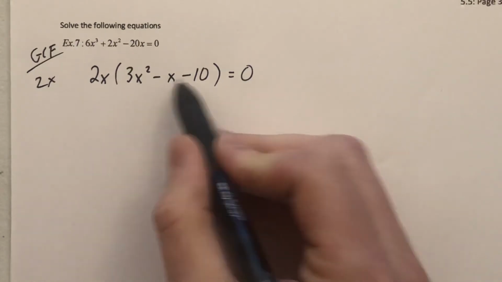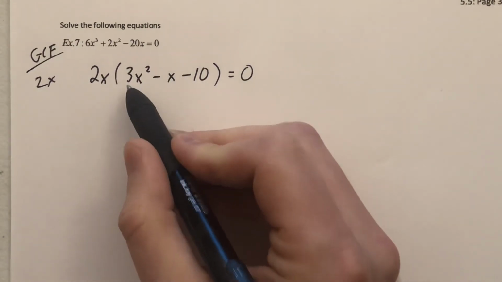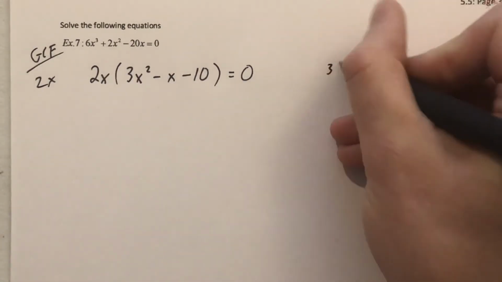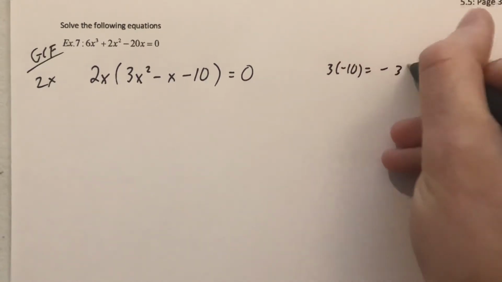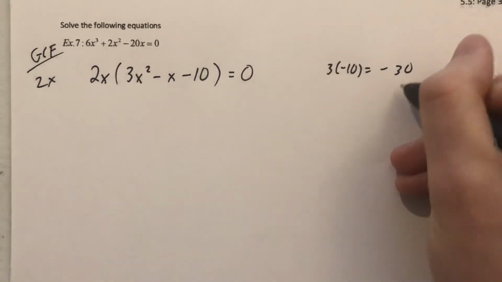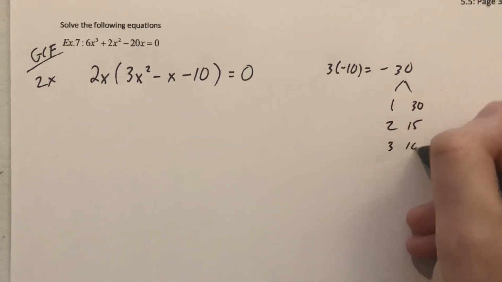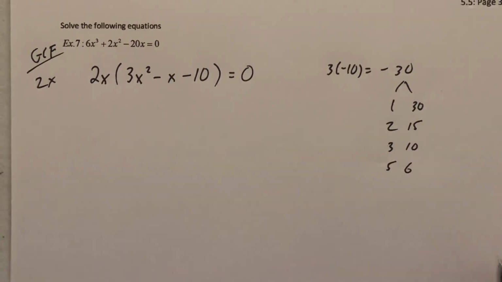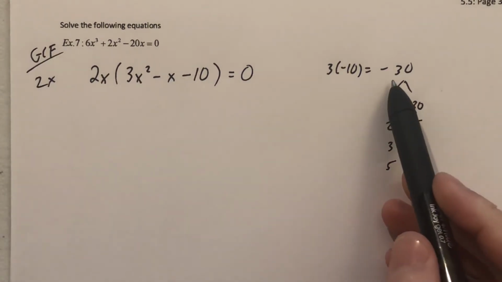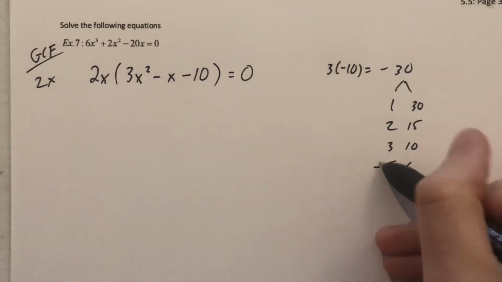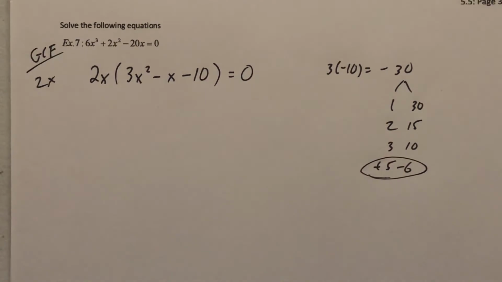Now this, x squared, x, no x, but with a 3 in front, this is going to be our bottoms up approach. So 3 times -10, that's our a times c, gives us -30: 1 and 30, 2 and 15, 3 and 10, and 5 and 6. I want the pair that multiplies to -30 but adds to a -1. That'll be a +5 and a -6.